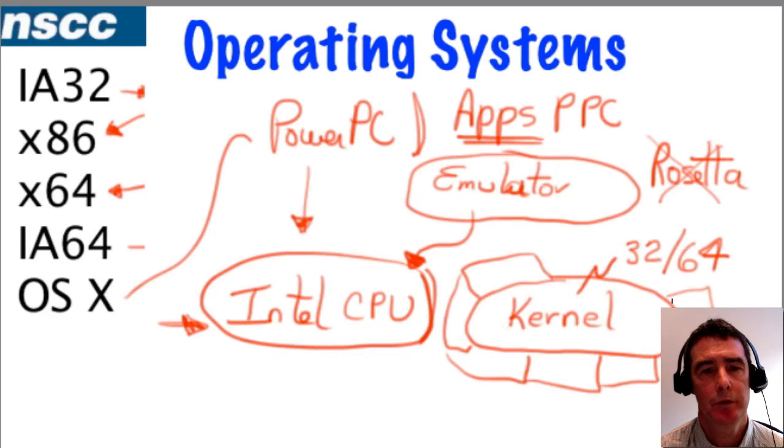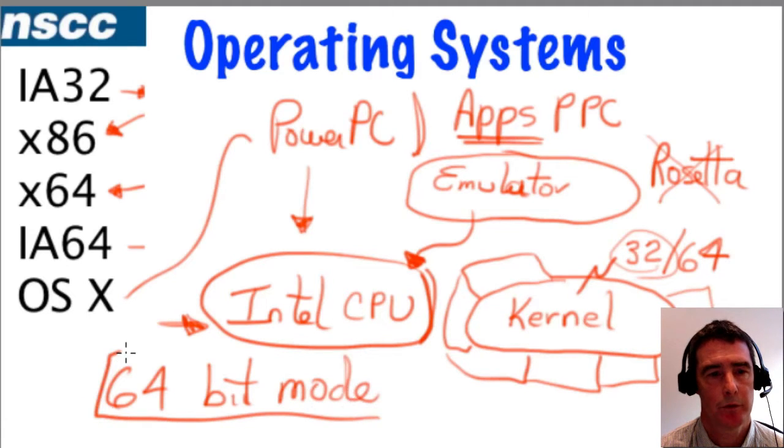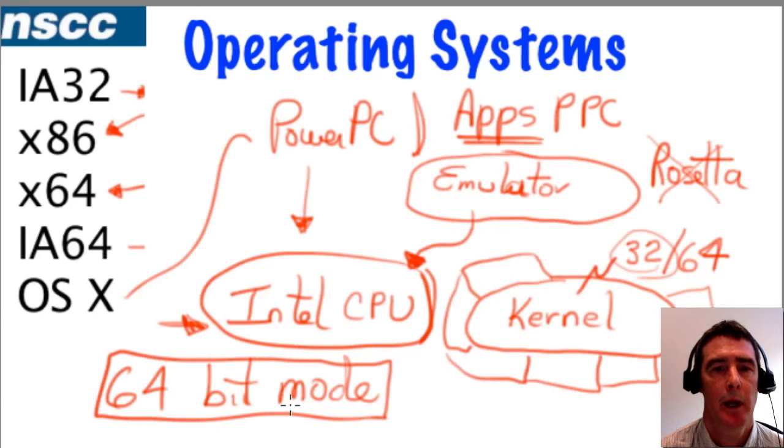In previous versions of OS X, the kernel ran in what was called 32-bit mode, but starting in Mountain Lion, the kernel's written in a full 64-bit mode, and that gives you access to virtually as much RAM as the hardware will support.